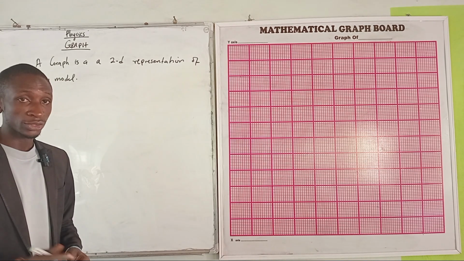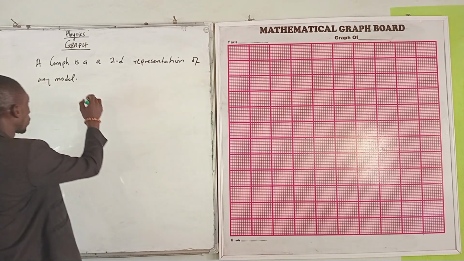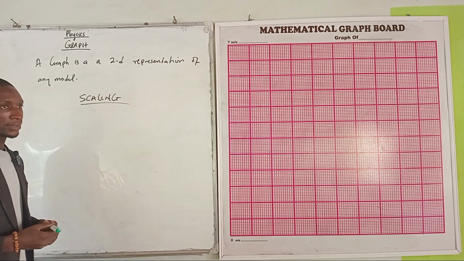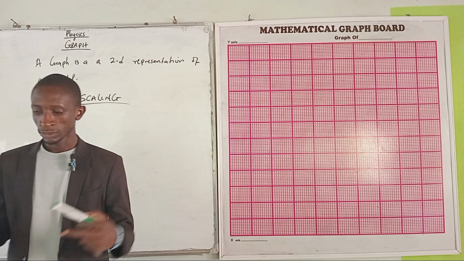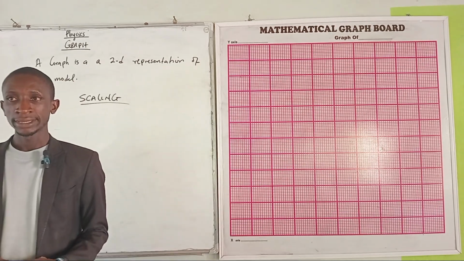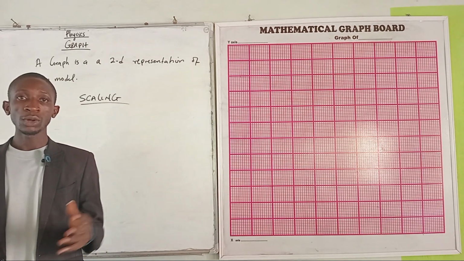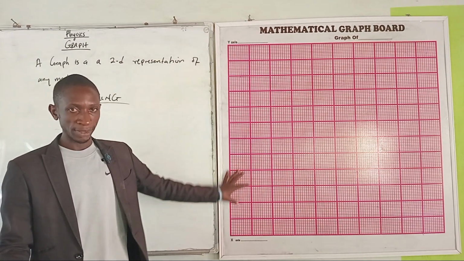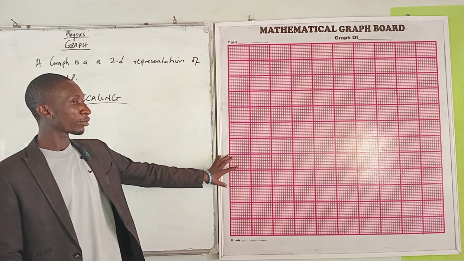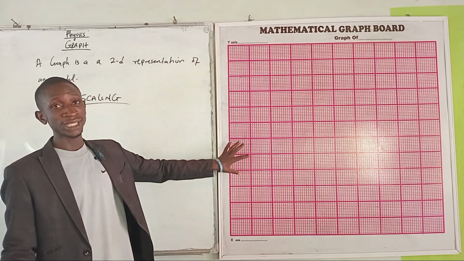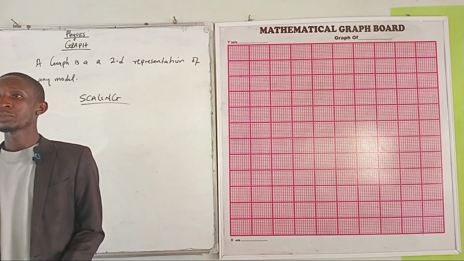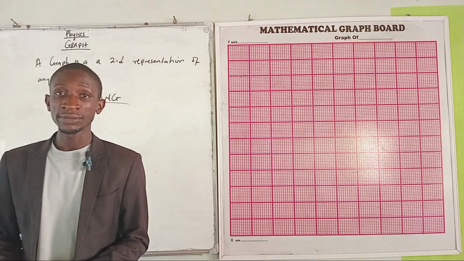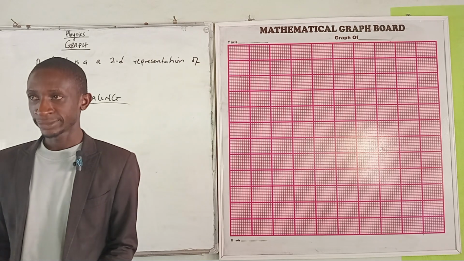Now, the first thing we're going to consider in graphing is what we call scaling. Scaling helps us to reduce, to compress what we have in real life to what can be entered into this paper. So you can believe me that you can plot anything on this paper, provided the fact that you have a proper scale. Provided the fact that you have a what? A proper scale.